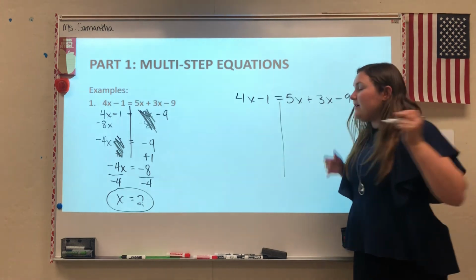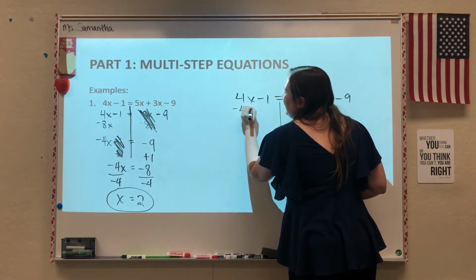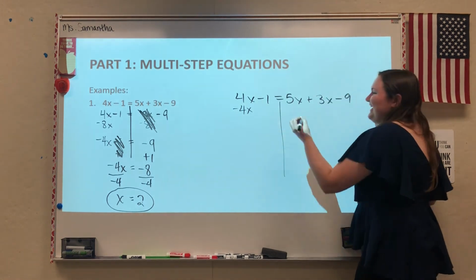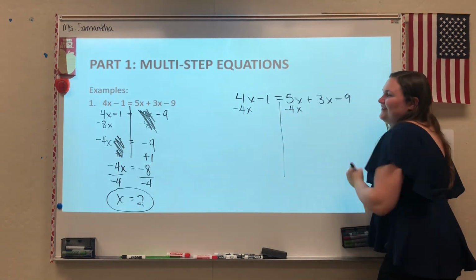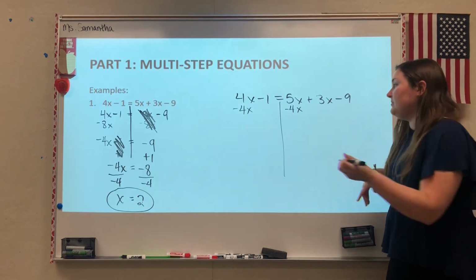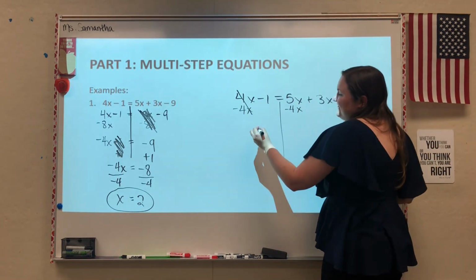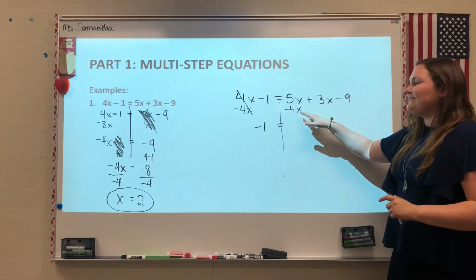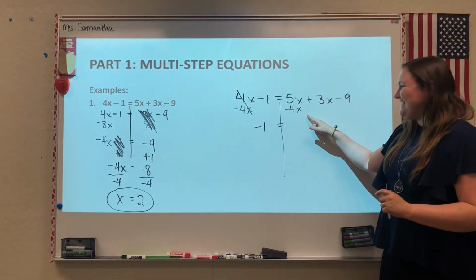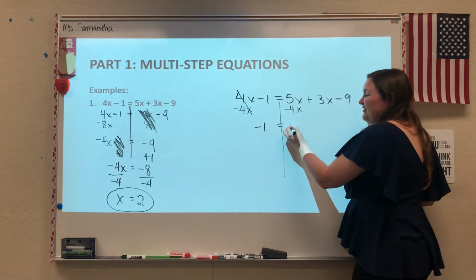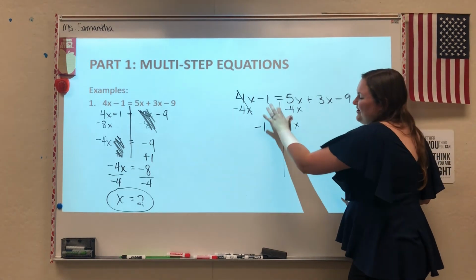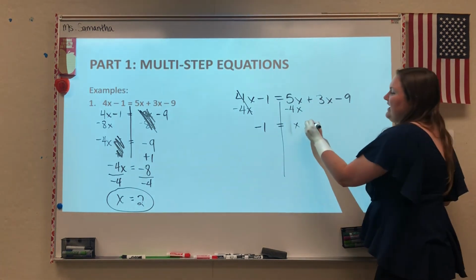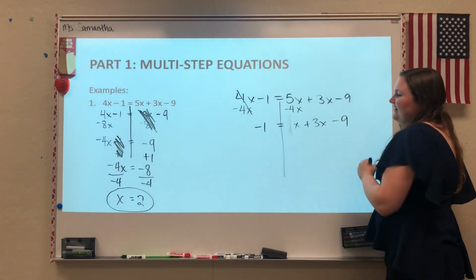So some people might start by saying, let's subtract 4x on both sides. I'm going to subtract it once on this side, and I'm going to subtract it once on this side. It's an option. We could go ahead and say, well, those cancel out, so I get -1 over here. 5x minus 4x gives you 1x. You could write 1x, but more often than not, you're just going to see x. And then we've got plus 3x minus 9.